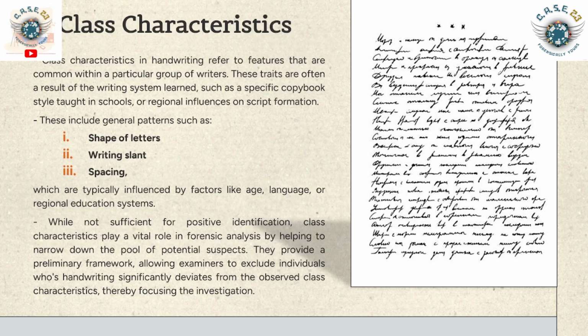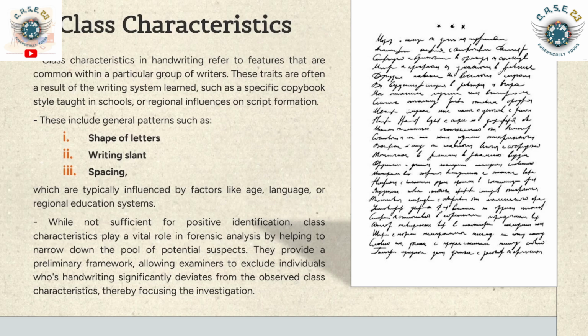Now these patterns or characteristics are often influenced by factors like your age, your mother tongue, and the region or school where you learned to write. For instance, someone educated in West Bengal might have different stylistic habits compared to someone from Tamil Nadu or Maharashtra. It's obvious. That's because the writing instruction or the scripts used during early education might vary. Now here's the important bit. Class characteristics cannot confirm exactly who wrote it, but they're extremely helpful in the early stages of forensic analysis.